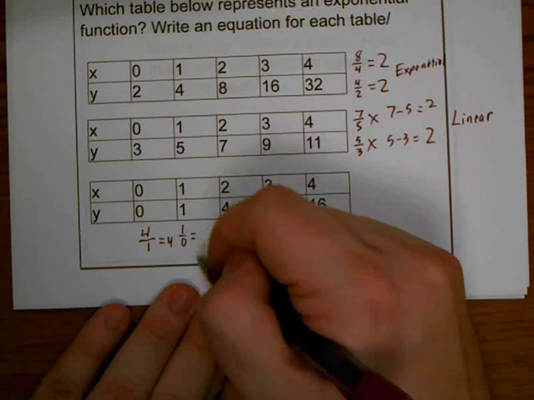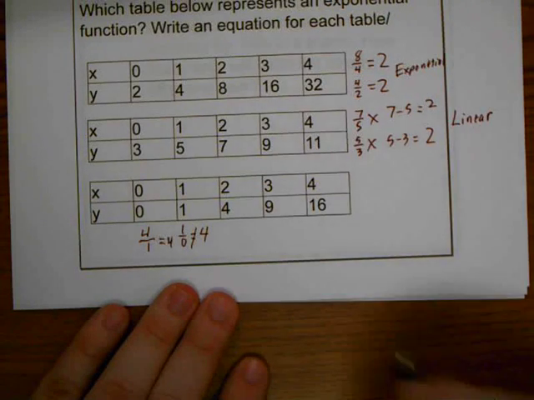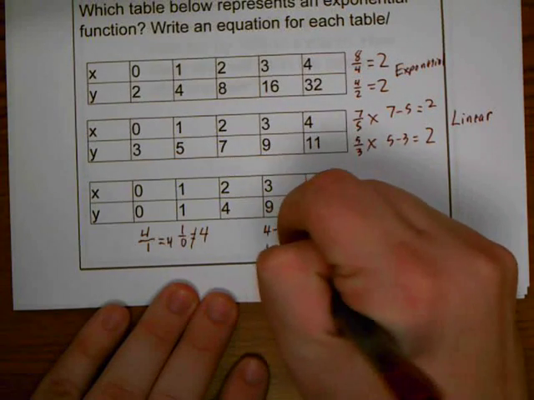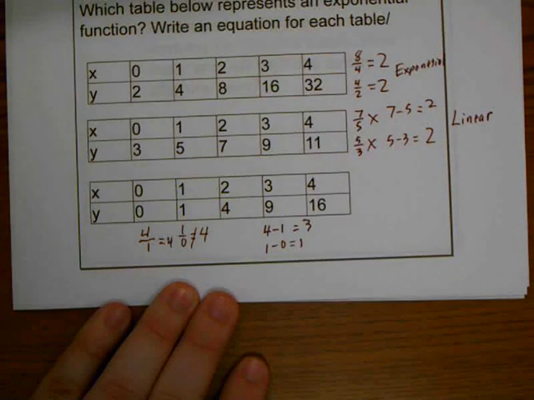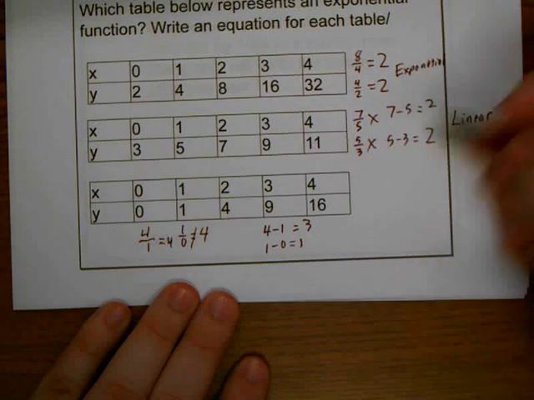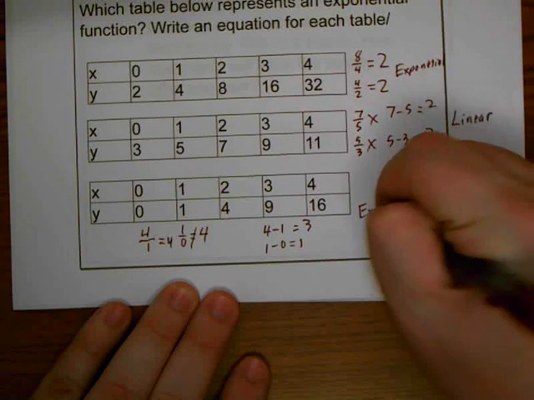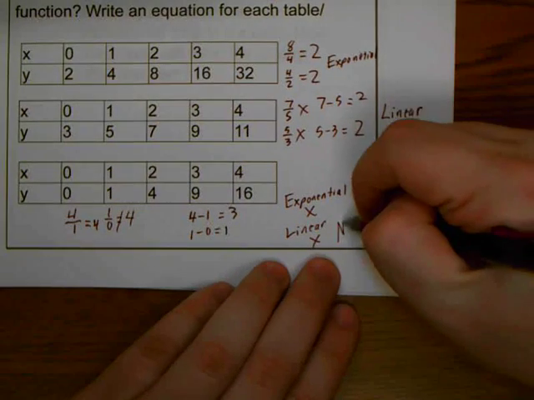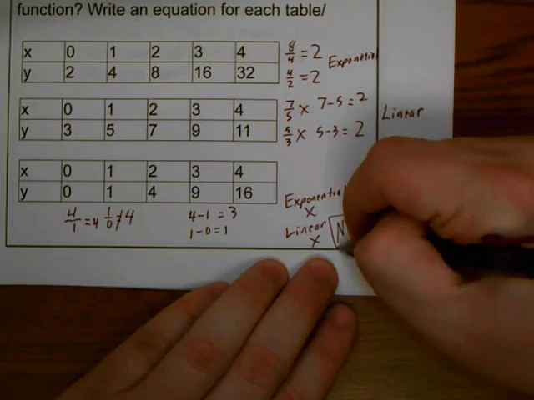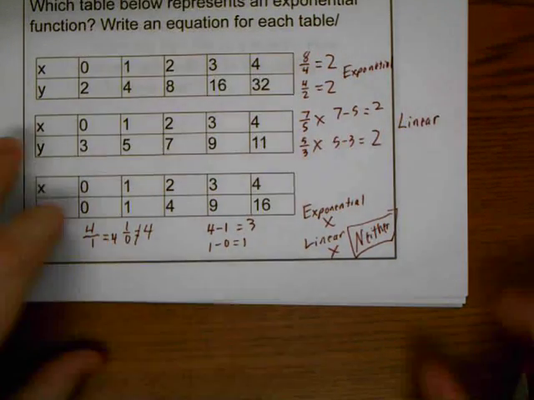1 divided by 0. We can't divide by 0. So even though we can't divide by 0, we know it's not going to be equal to 4. So it's not exponential. To test for linear, 4 minus 1 and 1 minus 0. 4 minus 1 is 3, and 1 minus 0 is 1. So since this one passes neither the exponential nor linear test, exponential failed, linear failed, we're just going to simply say that this is neither. And that would be our answer if we were asked to tell whether it was exponential, linear, or neither.